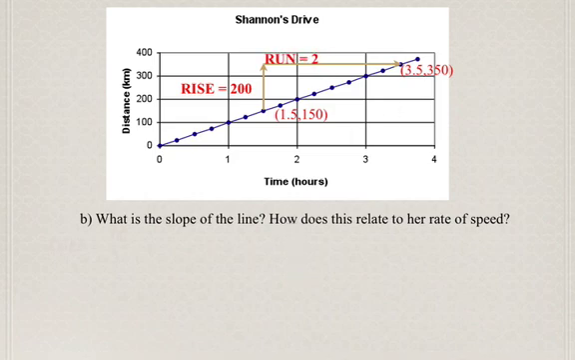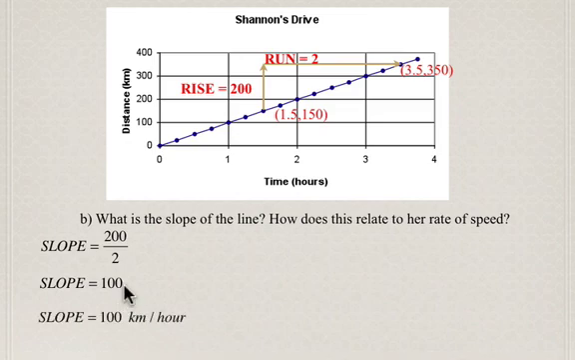And now we use our slope formula, which is rise over run, so 200 over 2, which works out to be 100. Now, this is asking how it relates to her speed. Well, this means that Shannon goes 200 kilometers in 2 hours, or when we divide this, it means 100 kilometers in 1 hour. So that means that her speed is 100.